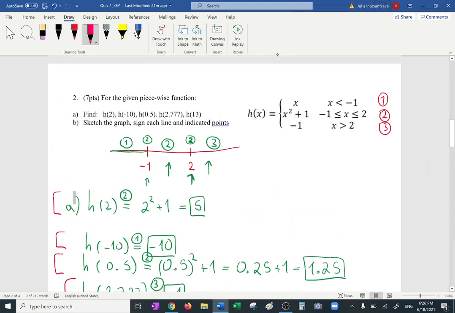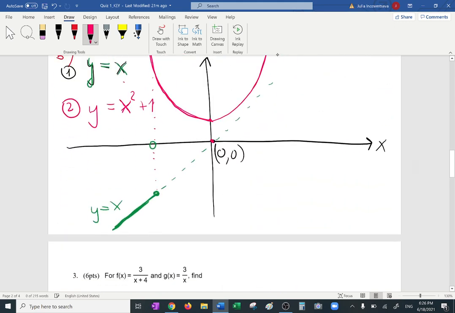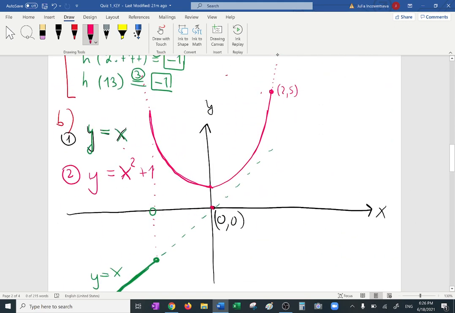I also need to think, should I include those points or not? Because of these equal signs, I should include -1 and 2. So I will put a filled-in circle here, while this one was open, and then a filled-in circle here, which is 2 comma 5. This one is -1 and 2.